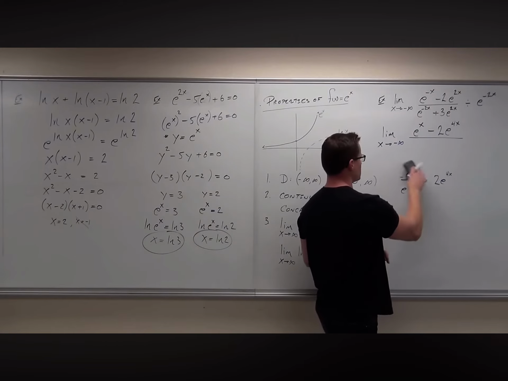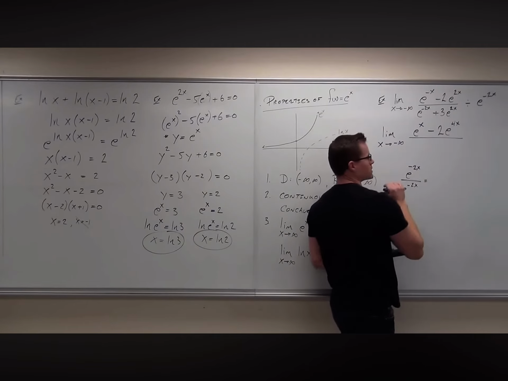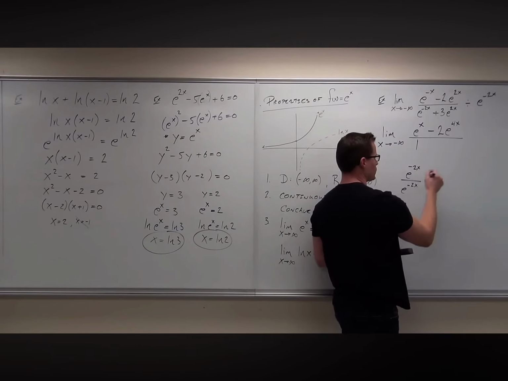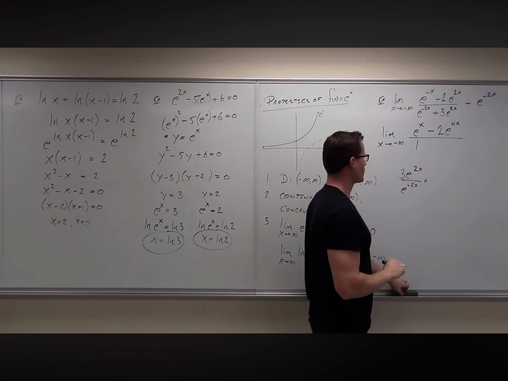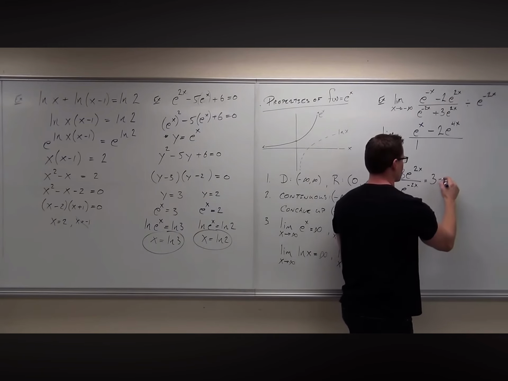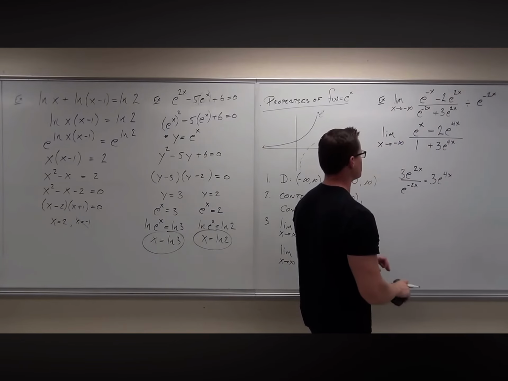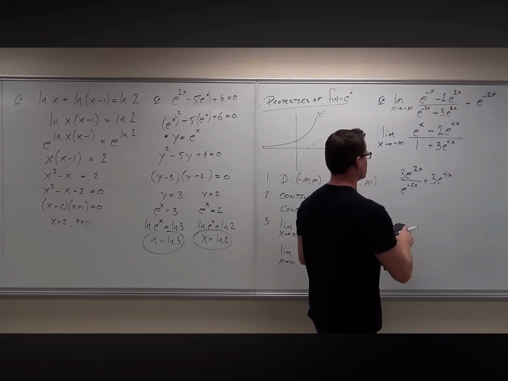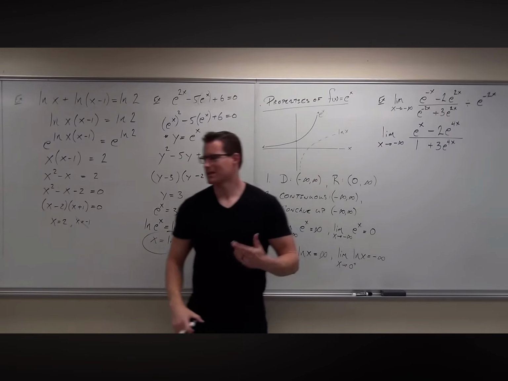Now, this one should be easy. What happens when you take something and divide it by itself? How much is that? I love that one. This is 1. And lastly, if we have 3e to the 2x, what's that going to give us? e to the 4x. Okay. Well, that makes it at least a little bit more manageable.